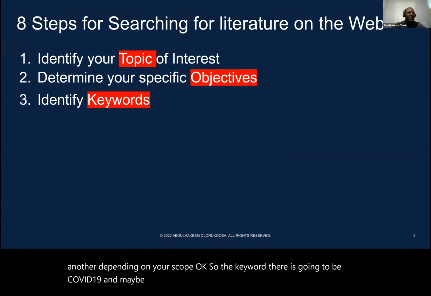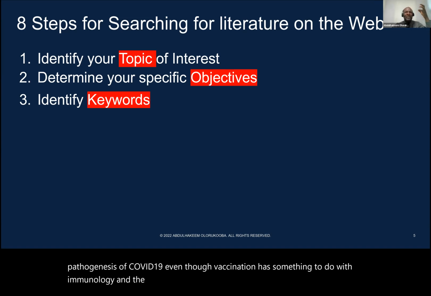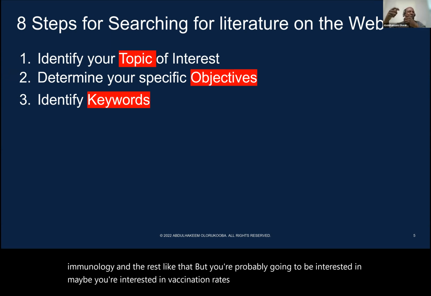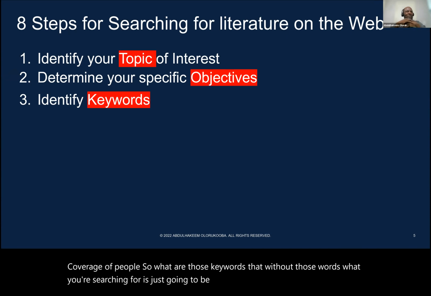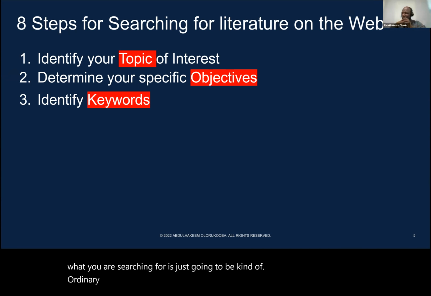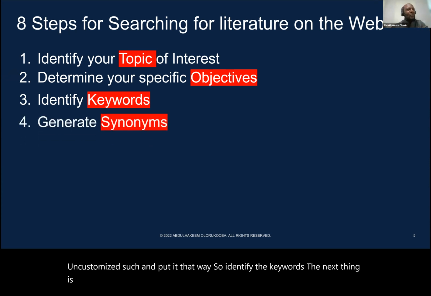You're not going to be interested in the pathogenesis of COVID-19, even though vaccination has some things to do with immunology and the rest. But maybe you're interested in vaccination rates or vaccination coverage. So what are those keywords, without which what you're searching for is just going to be an ordinary, uncustomized search? So identify the keywords. The next thing is to generate synonyms for those keywords.